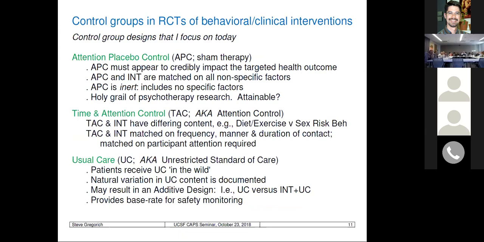And then finally, usual care, sometimes referred to as unrestricted standard of care. So you assign patients to get the experimental intervention or to basically get what they get in the wild. There's natural variation in usual care. It's not standardized. And it's important to note that it provides a solid basis for understanding excess adverse events within the experimental condition, because usual care gives you a base rate for those kinds of things.